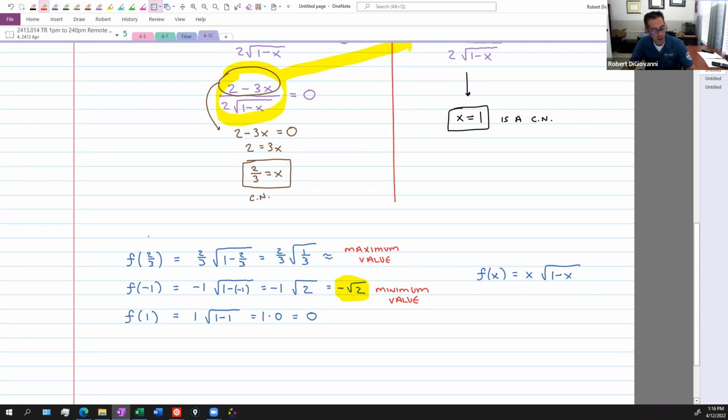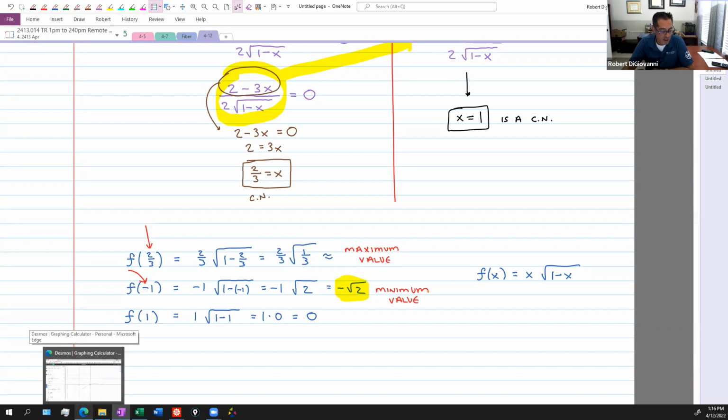And also keep in mind, where do they occur? When I plug in 2/3, that's where I should have a max. And when I plug in -1, that's where I should have a min, my minimum. So let's take a look at the graph of this. I have it ready to go.